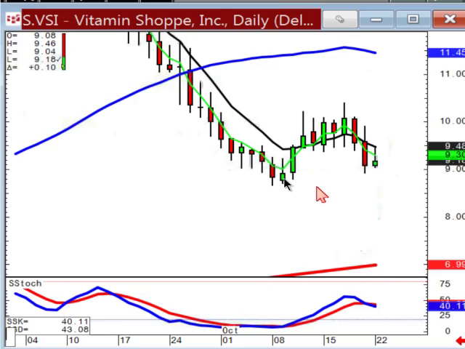VSI short? Yeah, possibly, if it opens lower. And the reason there's added evidence of going short is, notice when it came up today where it failed, right there at the T-line.